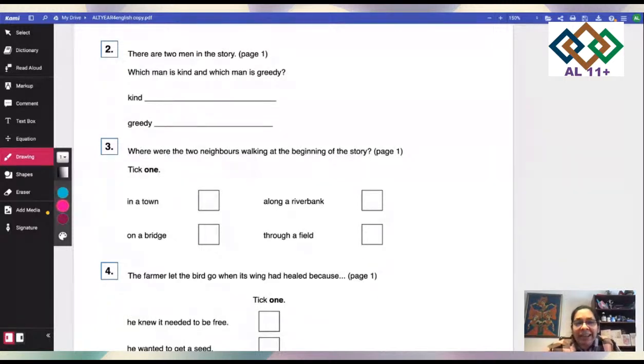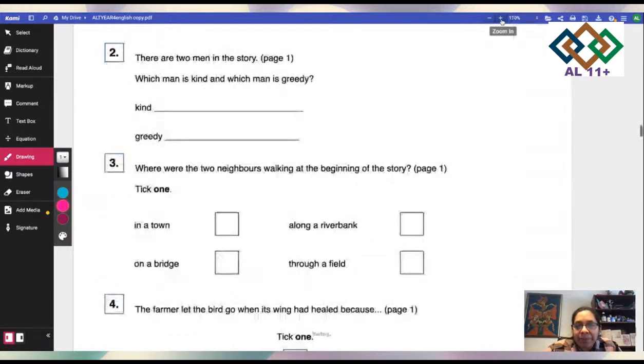So the first question in this, if you must have read the comprehension, you would know, is they are asking here, there are two men in the story. You know that the story was involving two of them. So they are asking you, out of these two of them, which one was kind and which one was greedy? Which one do you think was a kind man in the story and which one was a greedy man in the story? So what do you think the answer could be for this one?